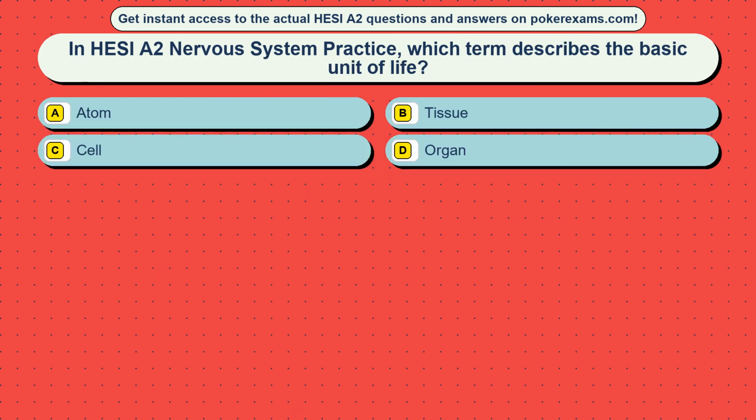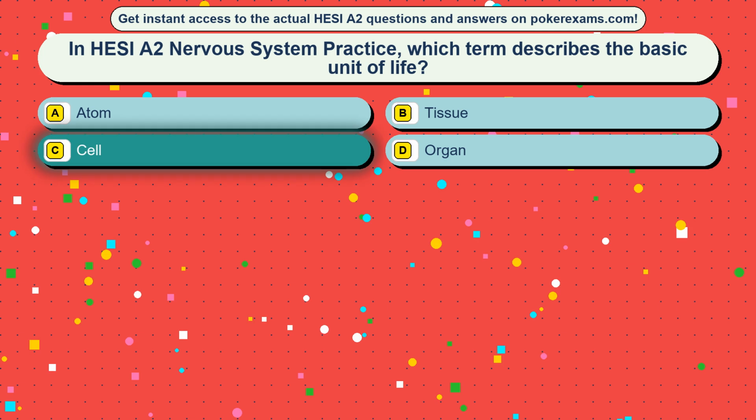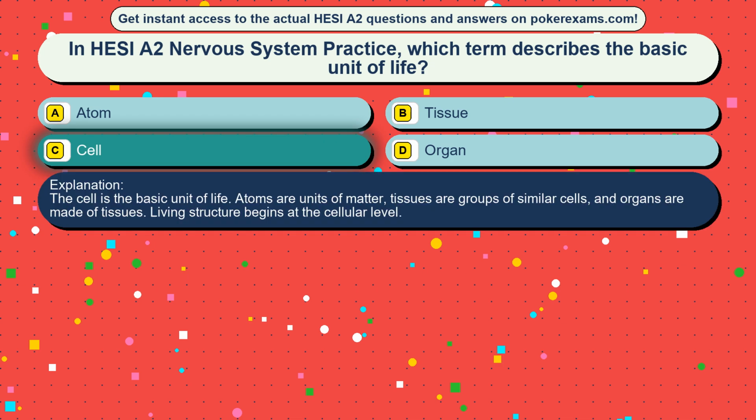Question 33. In HESI A2 nervous system practice, which term describes the basic unit of life? Option A atom, option B tissue, option C cell, option D organ. The correct answer is option C, cell. The cell is the basic unit of life. Atoms are units of matter, tissues are groups of similar cells, and organs are made of tissues. Living structure begins at the cellular level.